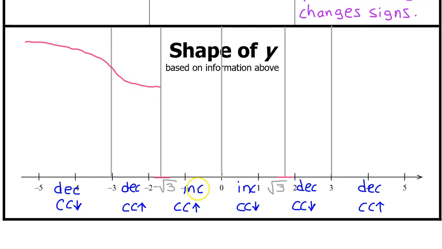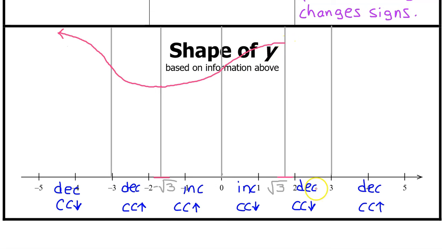In the next interval, y is increasing and concave up, no horizontal tangent line. So here we go, increasing, concave up, no horizontal tangent line. In the next interval, y is increasing, concave down, and finishes at a horizontal tangent line. So increasing, concave down, and rounding out at a horizontal tangent line.